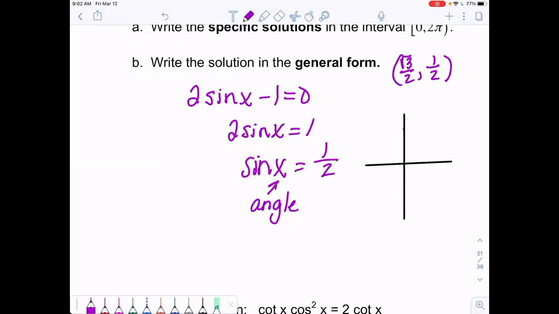So y is positive 1/2 in the first quadrant, and it's positive 1/2 in the second quadrant. Y is positive in the upper quadrants because anything below the x-axis, it's negative. So our goal is to find the angle when the sine is 1/2, or when my ordered pair is √3/2 and 1/2, and negative √3/2 and 1/2.